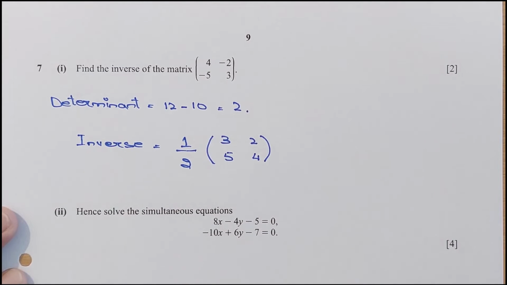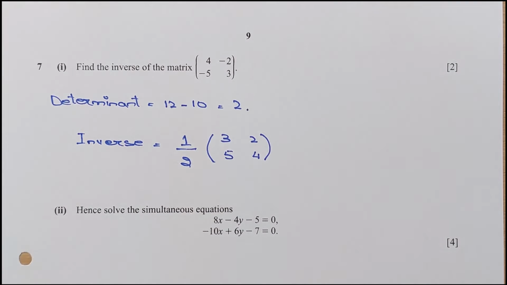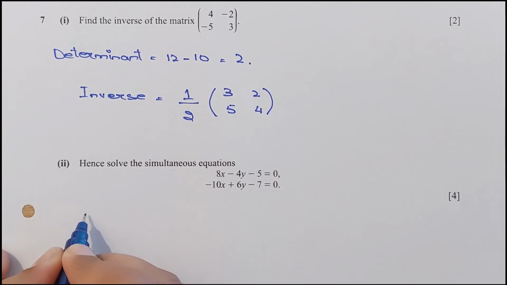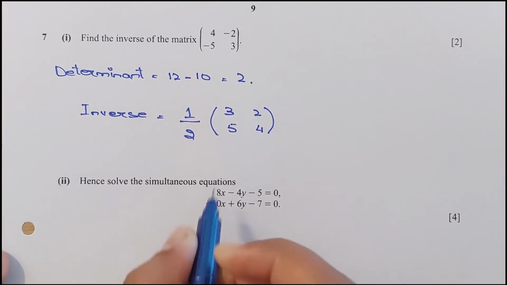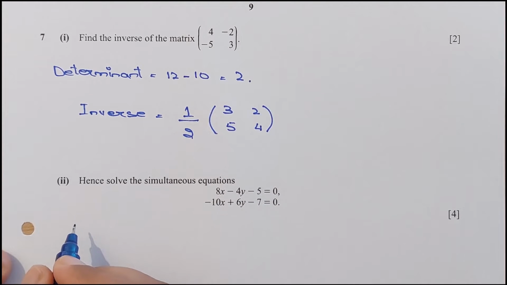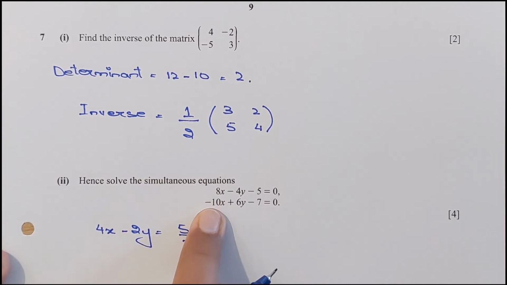Now for the second part, hence solve the simultaneous equations, right? Hence solve means we have to use the result of the first part. So let me rewrite the two equations. In the first, we have 8 and -4 where the matrix has 4 and -2, so we can divide throughout by 2. So we have 4x minus 2y equals 5 divided by 2. And here we have -5 and 3, so again dividing by 2, we get -5x plus 3y equals 7 by 2.